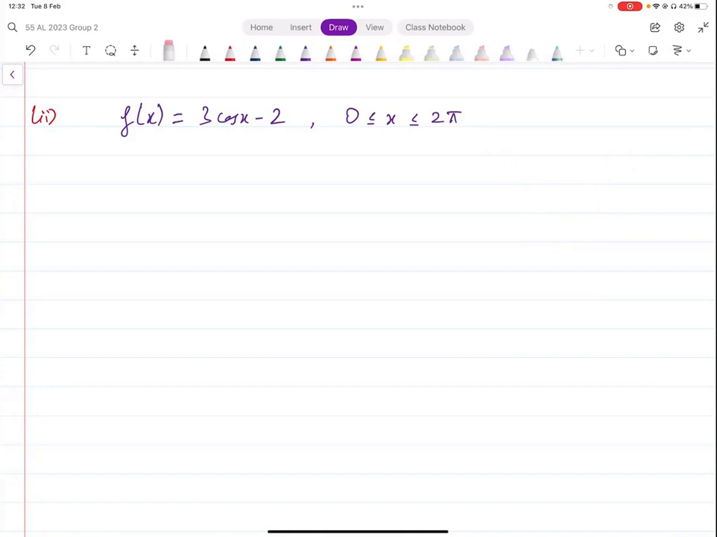But there's a quicker way of thinking about it, and that is we know कि cos की maximum और minimum values क्या होती हैं? Cos of x की maximum minimum values, cos we know goes from -1 to 1.